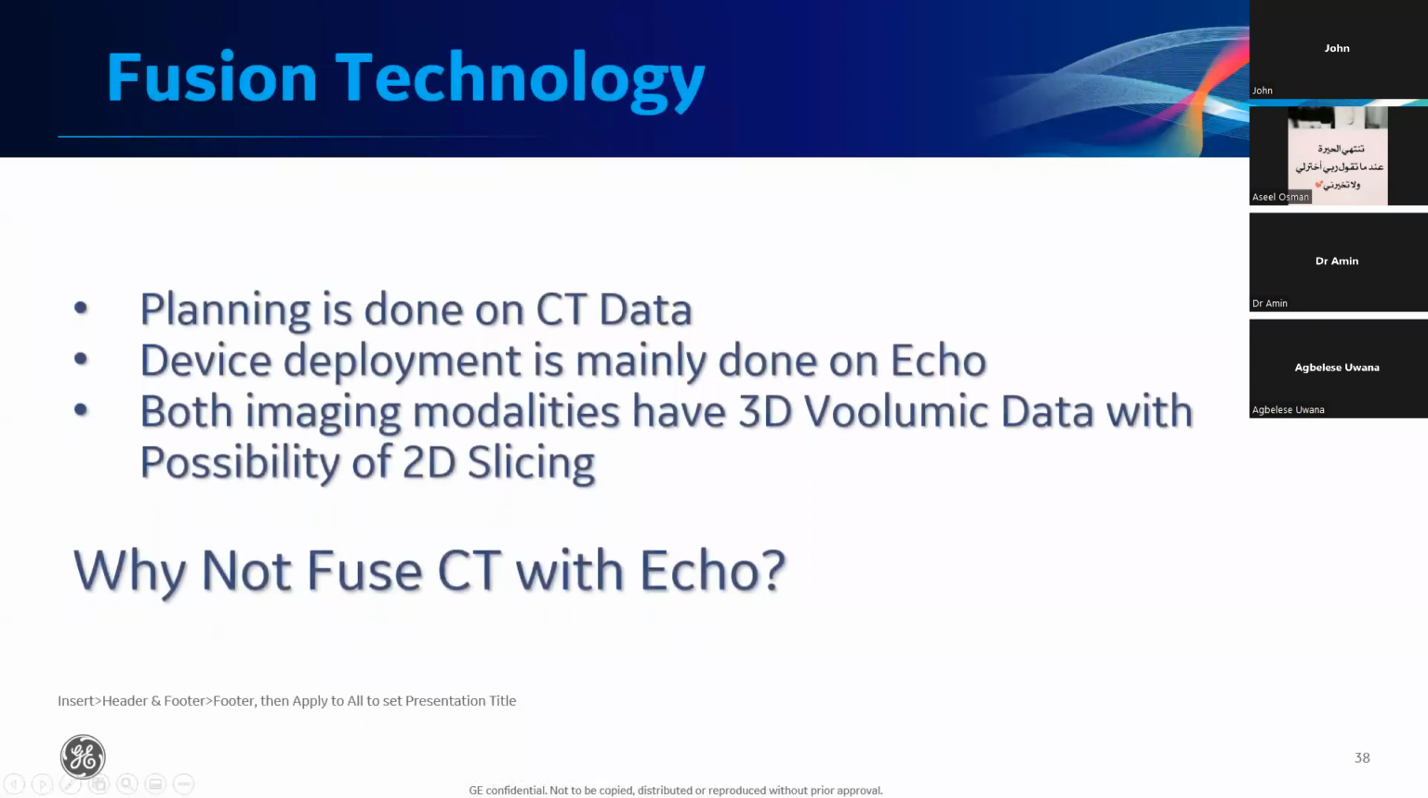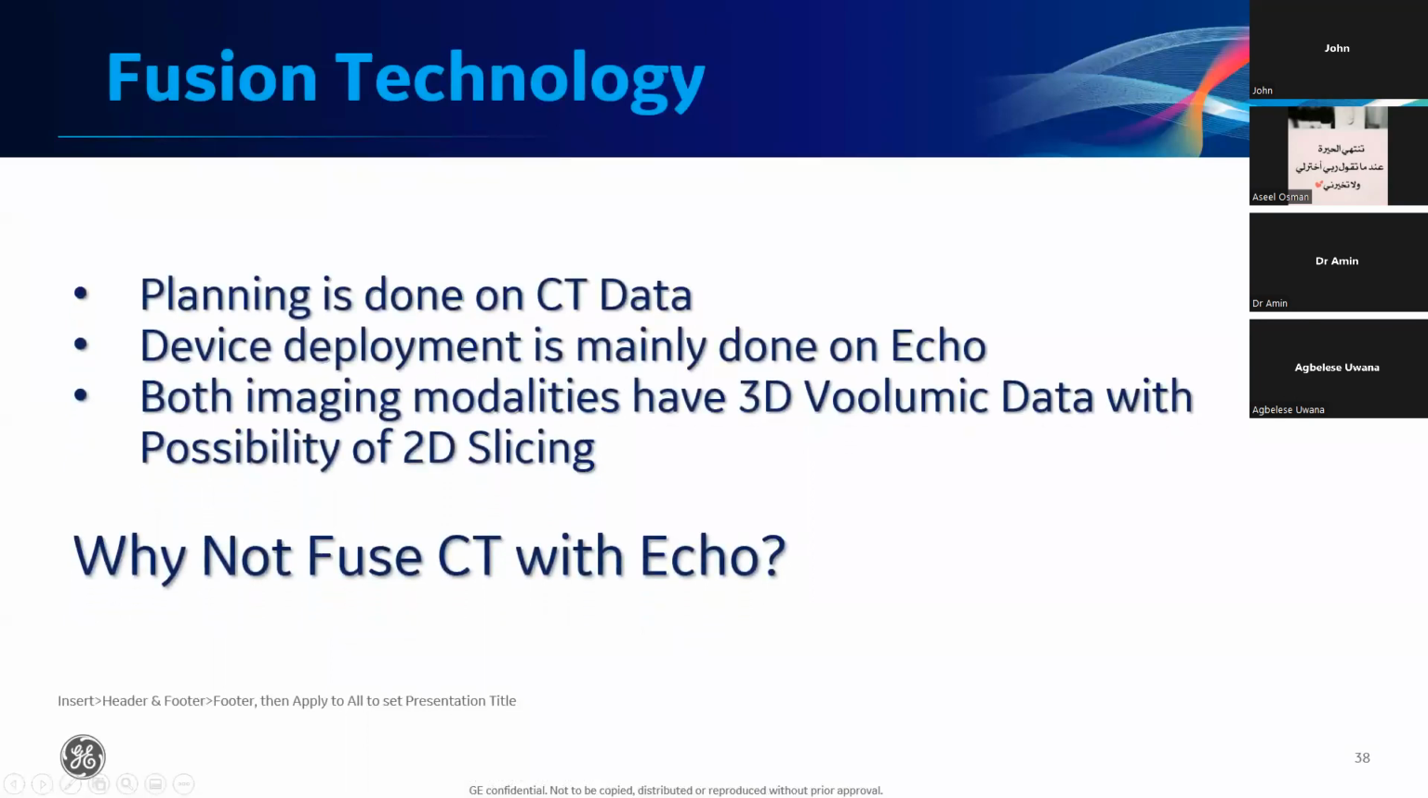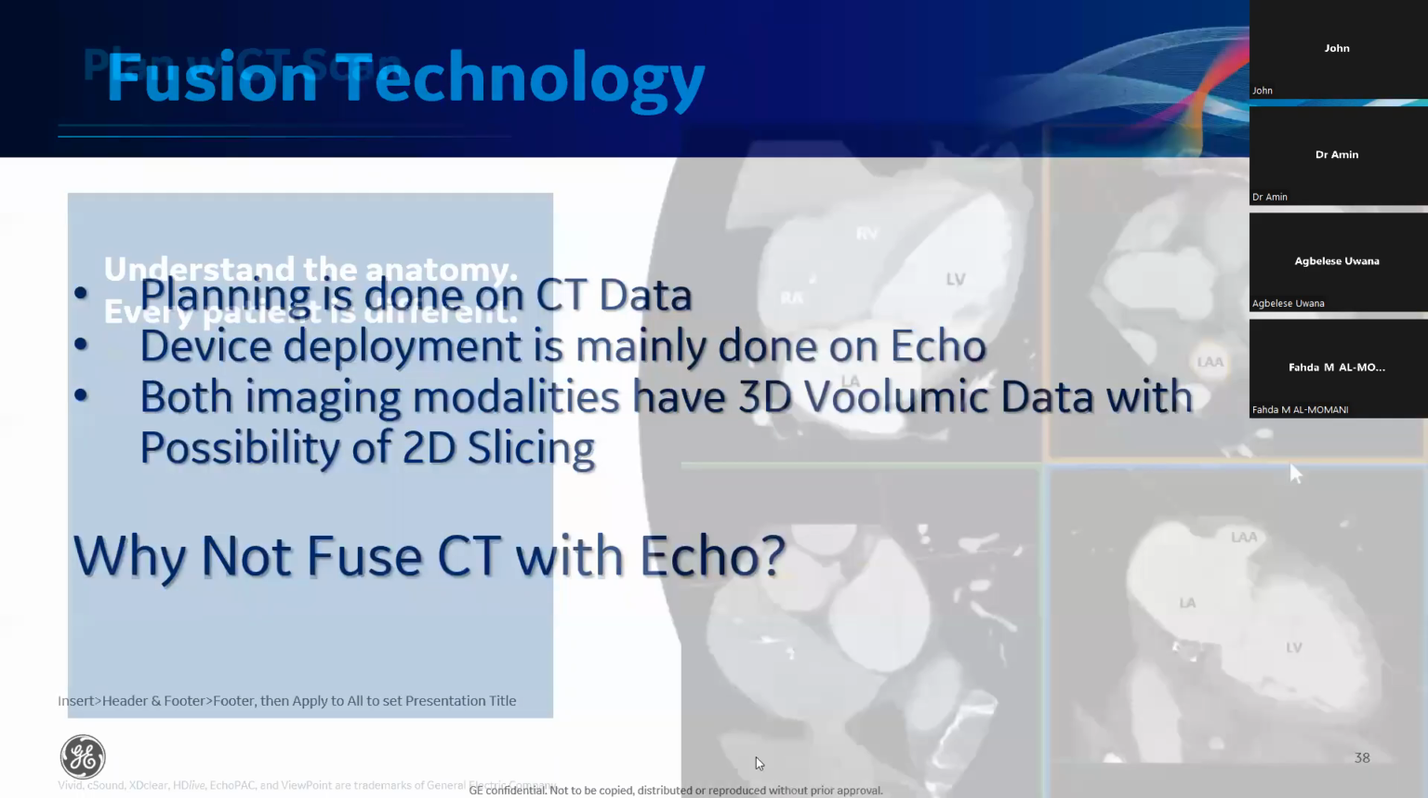Then the topic of fusion also, of course, as we mentioned, CT is usually done pre-procedure. Most complex procedures, the planning is done on CT in advance. And of course, the actual device deployment is mainly done on either echo or cath. So both imaging modalities, CT and echo, have the 3D volumetric data with the possibility of 2D slicing. So why not fuse both CT and echo? And this is what we have with something which we call CT fusion.